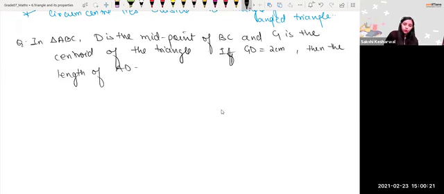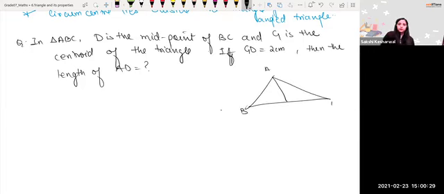Now, if you don't know, the centroid divides the median in what ratio, 2 to 1. So it says ABC is a triangle, and D is a midpoint of BC, right? And G is the centroid. We have learned that GD length is equal to 2 centimeter, right?